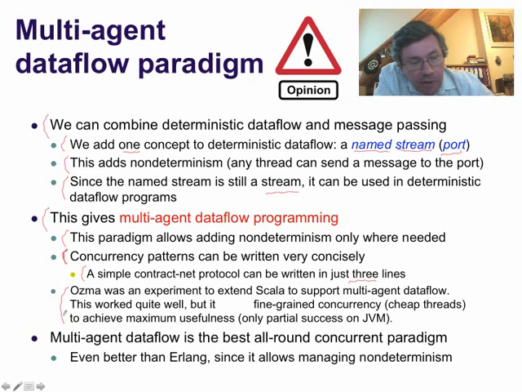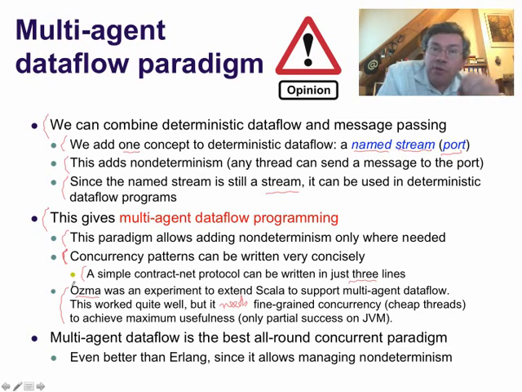We experimented to extend Scala to support multi-agent data flow. This works quite well, but it needs fine-grained concurrency to really have maximal success. It needs cheap threads. In our Ozma experiment, we implemented multi-agent data flow in an extension of Scala, but we used the Mozart runtime system because of its cheap threads. And the success was only partial on the JVM because the threads are not cheap enough.